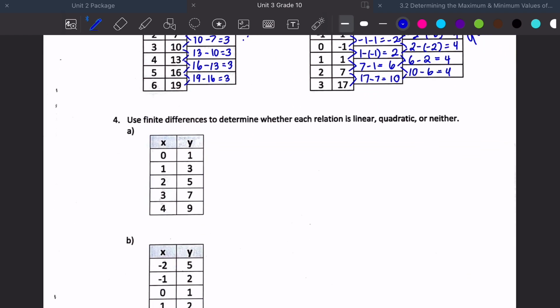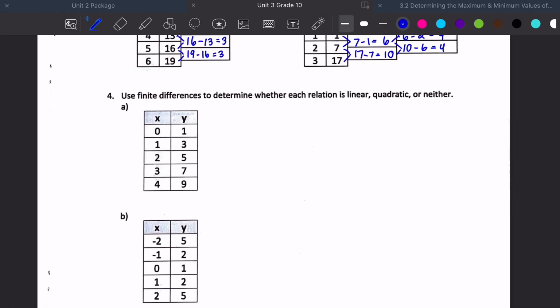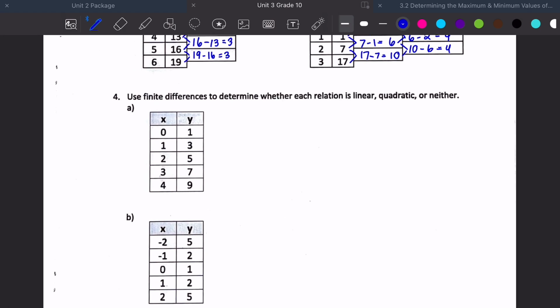So take a couple minutes, turn to the person beside you, and tell me, is A and B linear or quadratic? Show me through the first differences and second differences whether it's going to produce a curve or a line.